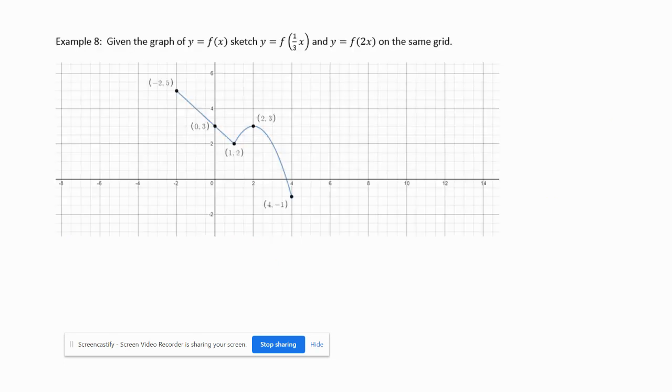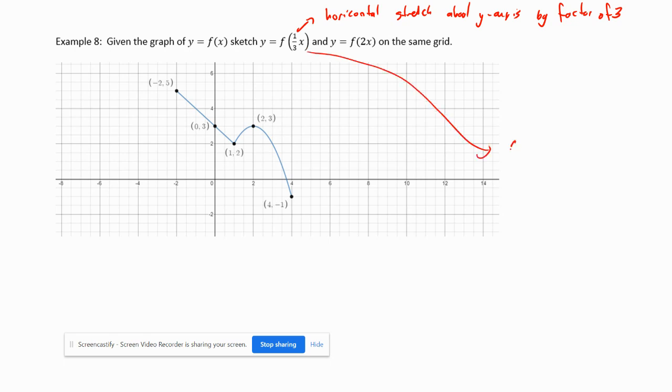Okay, so let's graph over here, y equals f of 1/3 x. So what does this mean here? This means a horizontal stretch about the y-axis by a factor of... the reciprocal of 1/3 is 3. Okay, so what we're doing is that (x, y) becomes (3x, y). In other words, I'm tripling all my x values.